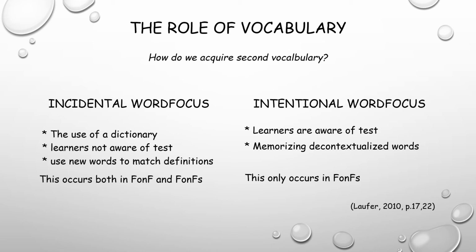Intentional word focus: the learners are told about the test, which they will take beforehand. The teacher has prepared them for the test, which may be the task they have been working on, for example, with the 10 animal words. And then they are able to memorize the decontextualized words, given that the words are given in the same test. That way, the learners are able to memorize them. And this only occurs in focus on forms.